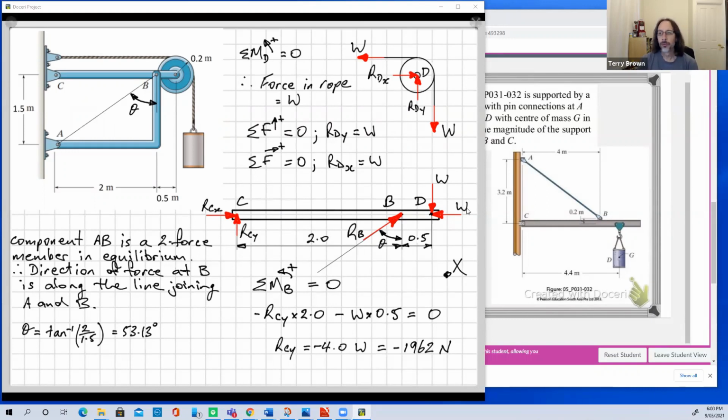So yeah, when you write your answers, if this was the final answer here, you should see in the calculations, in the working out, that there's a negative sign here. And then if you wanted to write final answers, RCY equals 1962 newtons down, that'd be fine.